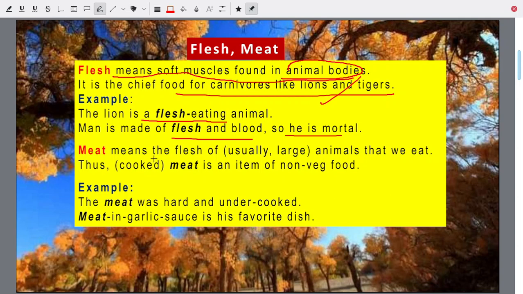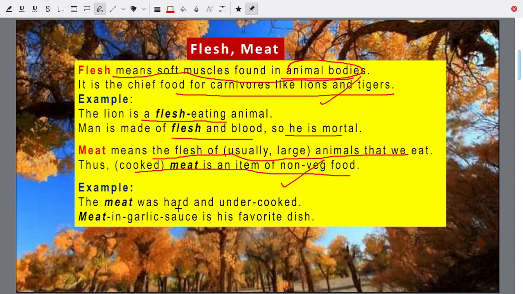Meat means the flesh of usually large animals, goat, birds, turkey. We have cow, those who are eating beef, pork, if you are eating pork, that is of swine or pig, and that is a cooked meat, an item of non-veg food. Chicken, mutton, beef, pork, these are non-veg food, and usually they are of large animals. We don't call the meat of an insect, but the meat of a bird like turkey or duck or goose.